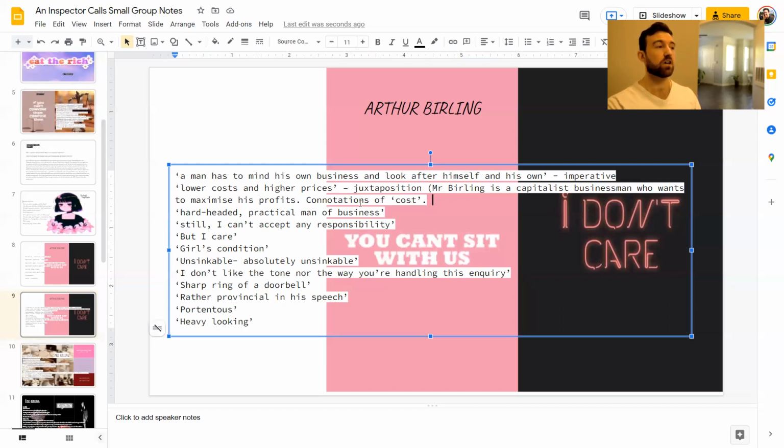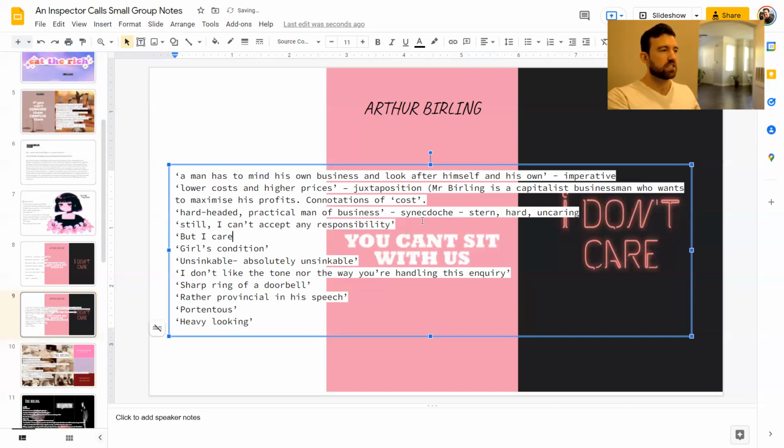He describes himself as a hard-headed, practical man of business. So hard-headed, this is synecdoche. Synecdoche is when part of something represents all of it. So his head being hard is meant to represent this stubbornness and this lack of empathy within him. Yeah, stern, hard, uncaring. And that really is Mr. Birling.